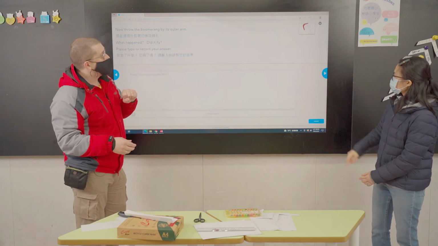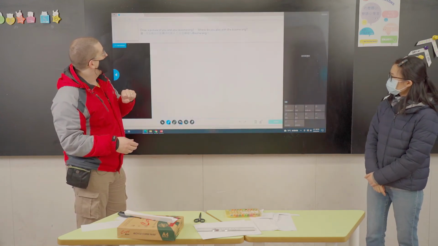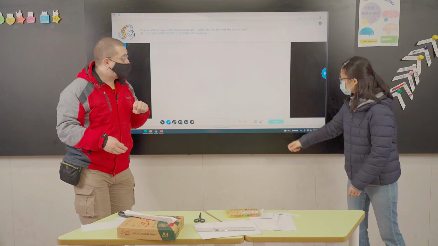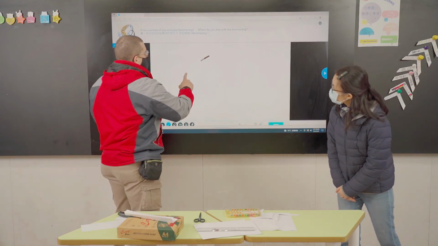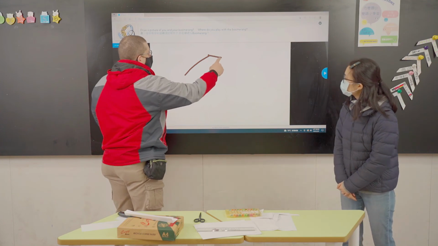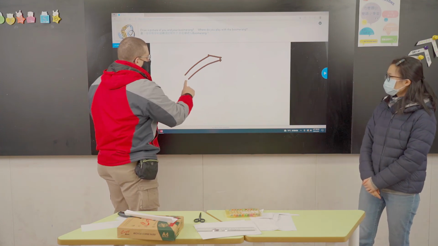Very good. And we can get the next one. The last one we have here, you can draw a picture of your boomerang if you like. You can go on here, you can draw a picture. Maybe you want to draw a picture of your boomerang here, in this corner, down here.